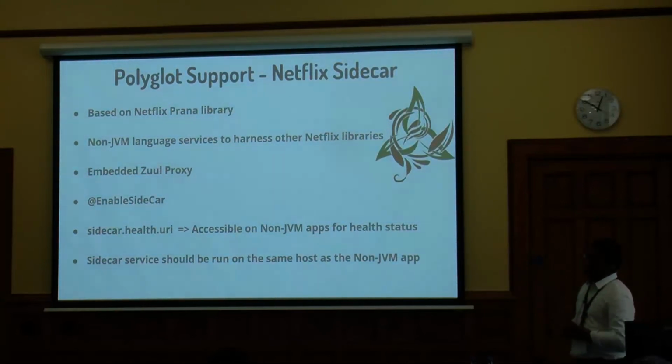The Netflix Sidecar contains an embedded Zuul proxy. It can also communicate with Eureka and its own Ribbon. How you actually do it is to use something called the Sidecar Health URI, which will emit the status of your services that you write in Node.js or Go. The external services should emit a status up or status down. That's the health status. If it is status up, it means the external polyglot service is up, and the sidecar will indicate to Eureka and upwards, like in Zuul, that this service is accessible.